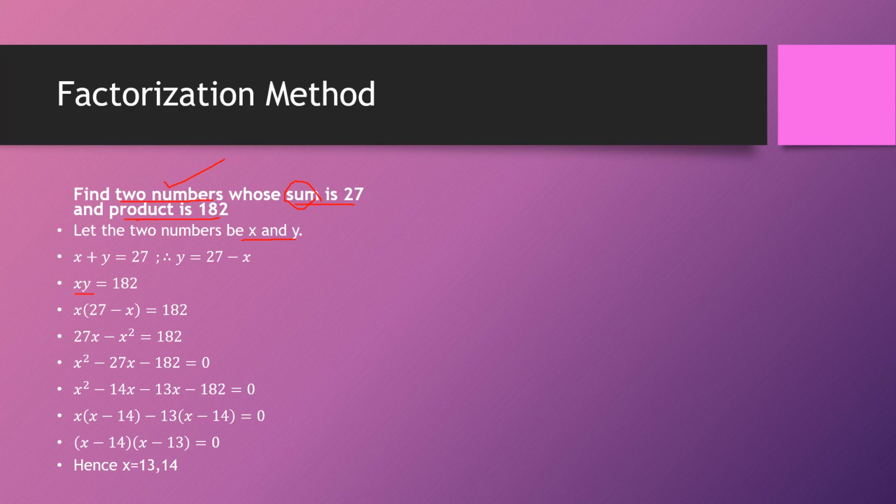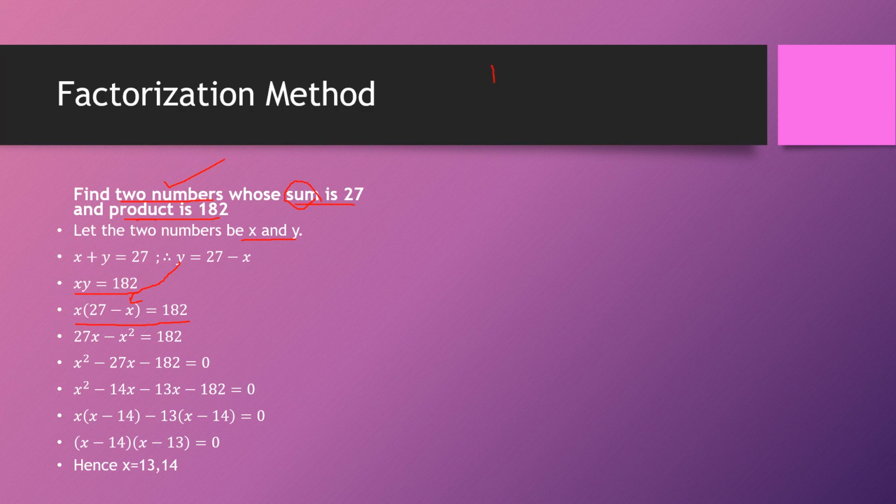Product means xy equals 182. But what is y? 27 minus x. So x times 27 minus x equals 182. That is 27x minus x square equals 182. So x square minus 27x plus 182 equals 0.